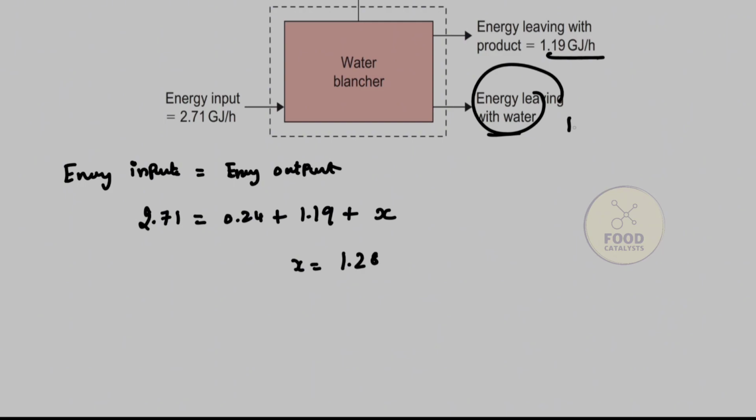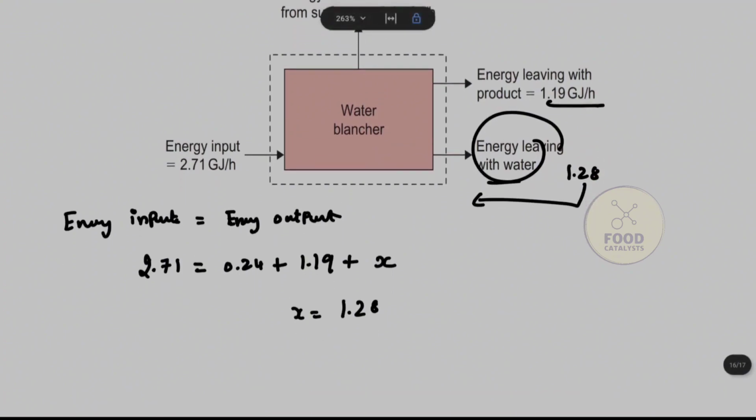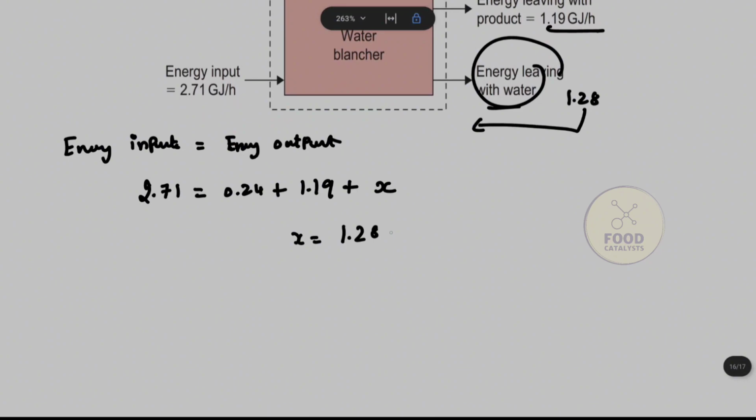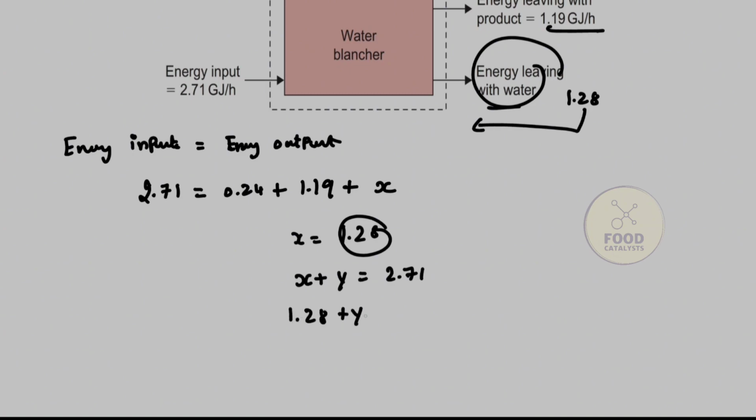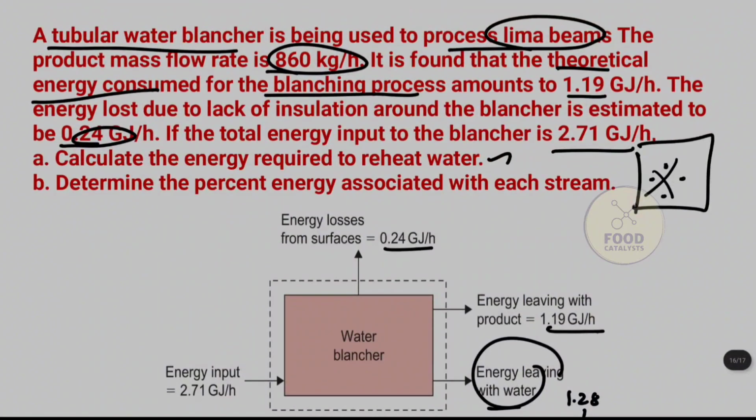So this is the energy which is coming out with the water. But if you want to recycle this specific energy, you need to add some extra energy to it. How much extra energy do you need to add? You need to add some y to this x to get the 2.71. So from 1.28 you need to add some y to get to 2.71. If you calculate y, it will come around 1.43 joule per hour. So this is the additional energy you need to add. So the first point is done: calculate the energy required to reheat the water.